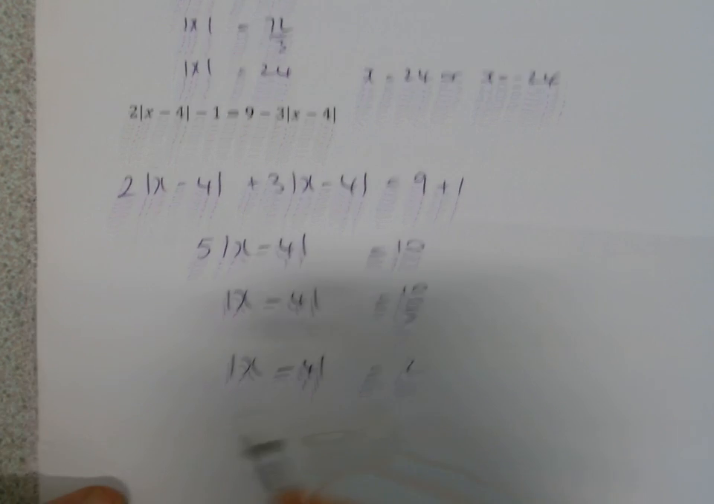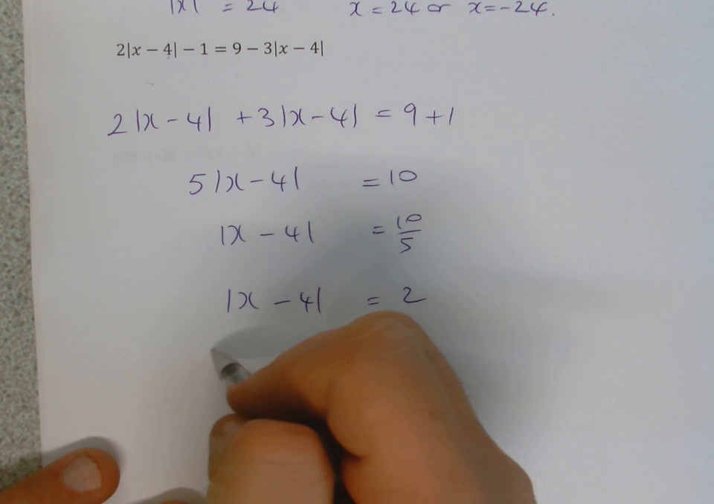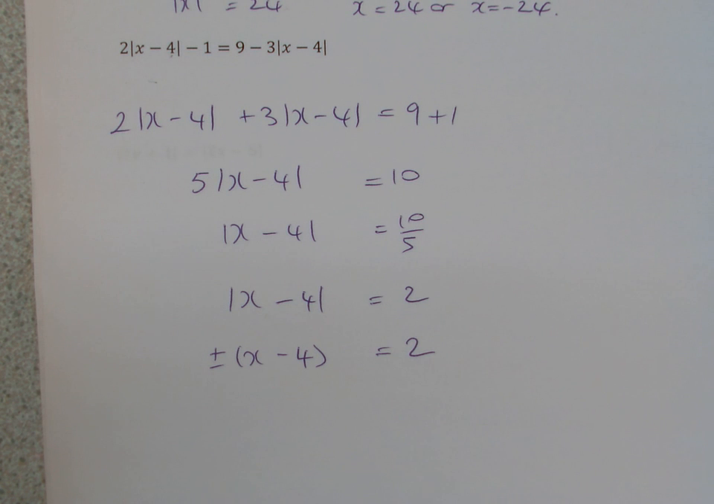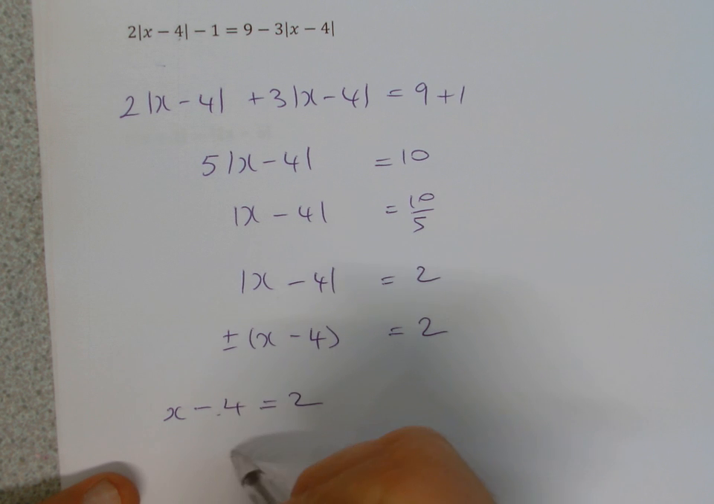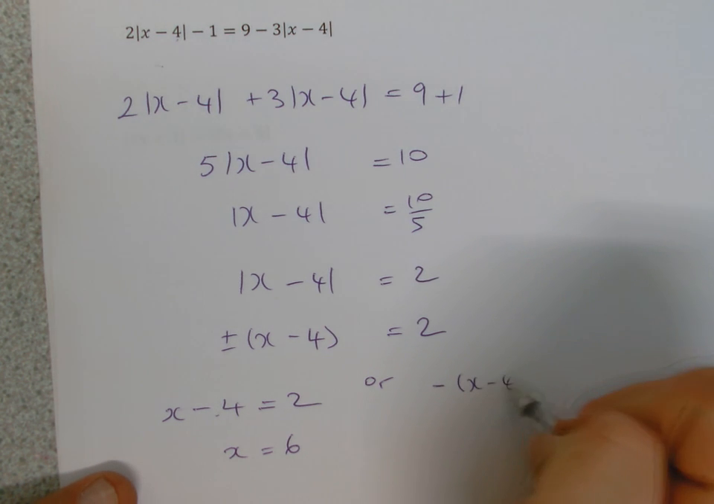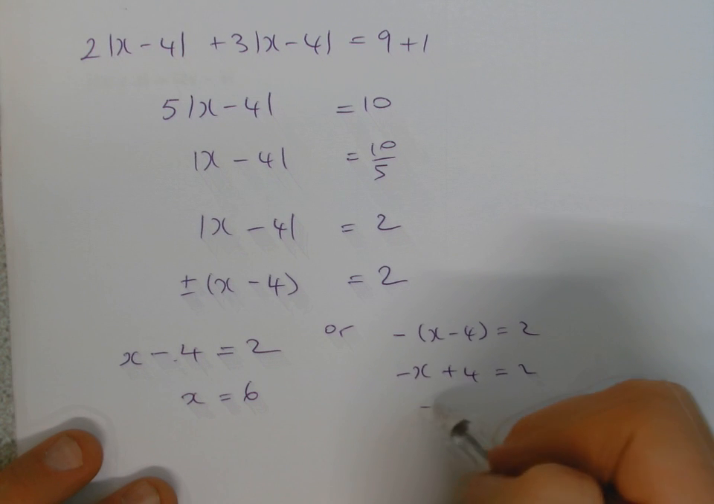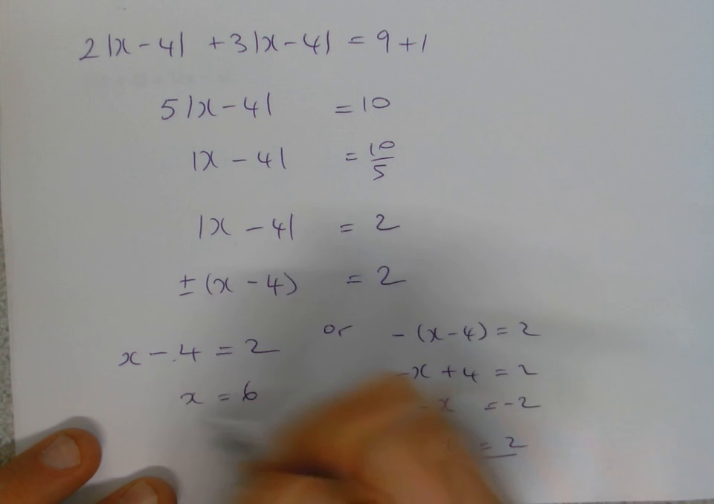Alright, now you've got this situation going on. Of course, to solve this, we replace the mod with plus or minus, equals 2. And then we can work out what x is. Let's look at the plus option. The plus option simply means we end up having x minus 4 equals 2. So that means x will equal 6. The negative option will be minus that bracket. So we have minus x plus 4 equals 2. That means minus x will equal, if we take that 4 over, minus 2. So x will equal 2. So you've got your 2 answers there.